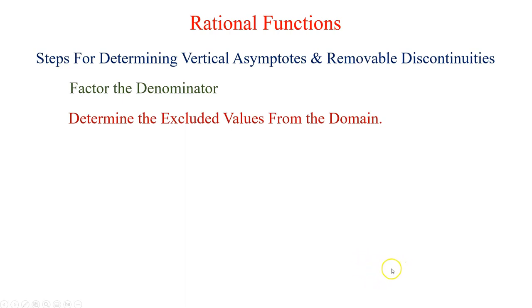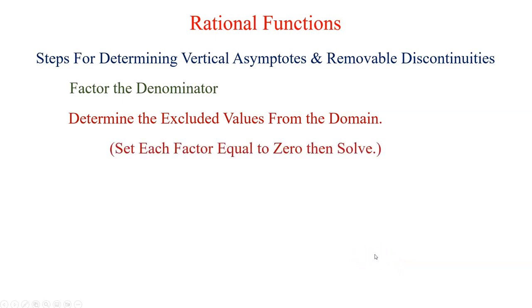So what I have now is basically the steps in determining vertical asymptotes and removable discontinuities. First step, factor the denominator if needed, because notice the last example I gave was already factored. As soon as you factor, identify the excluded values. Show where x cannot equal certain numbers. The way you do this is to set each factor equal to 0. Oftentimes, there's no need to.